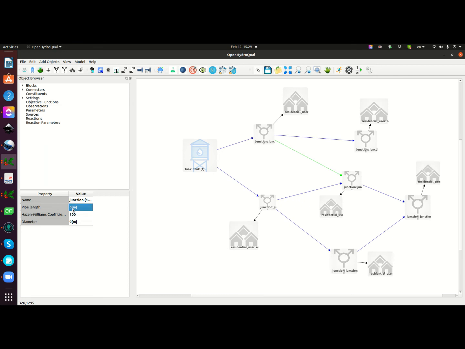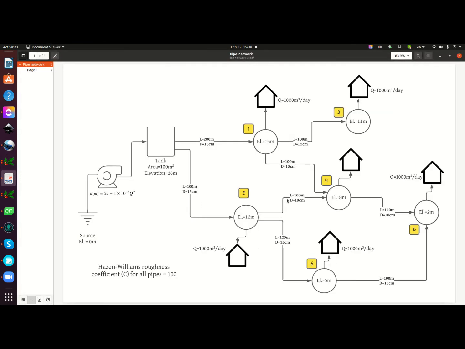So this is going to be 100 meters and the diameter is going to be 0.1. And then the next one is 100, 10 centimeters, and then 120, 15. I'm going to try to memorize that.